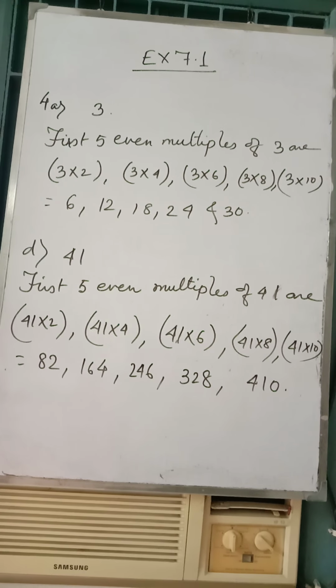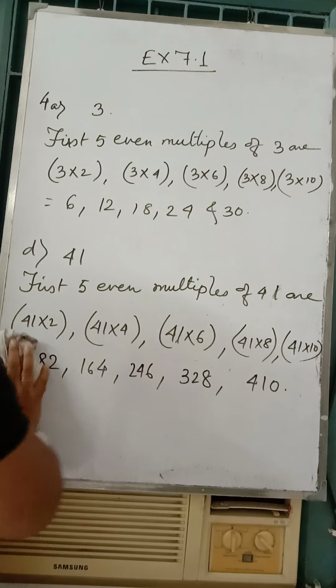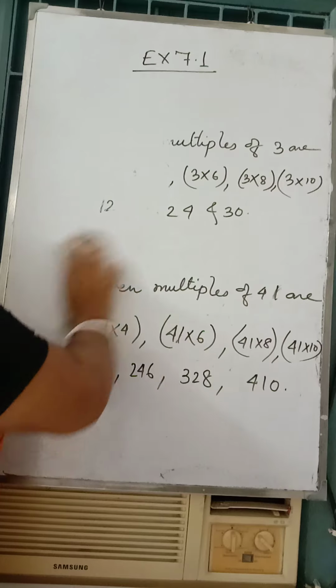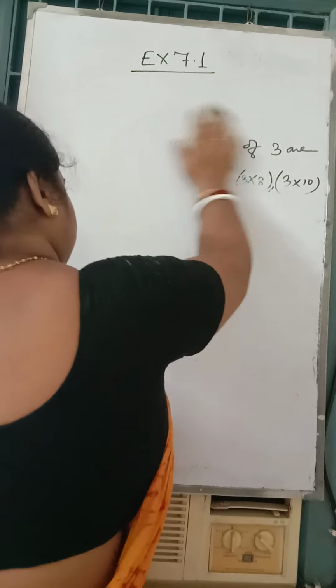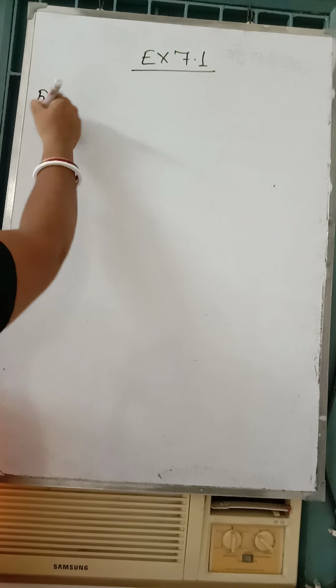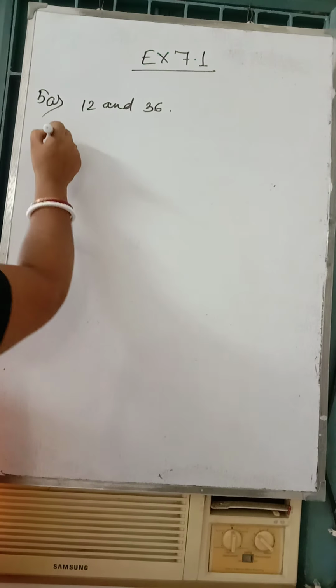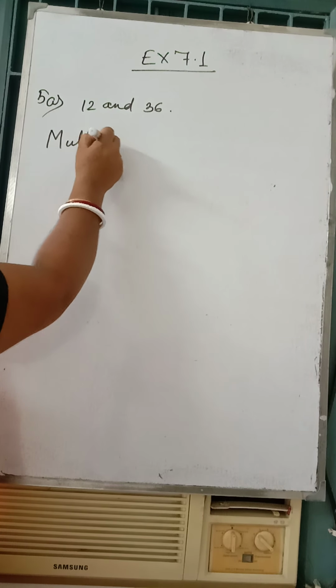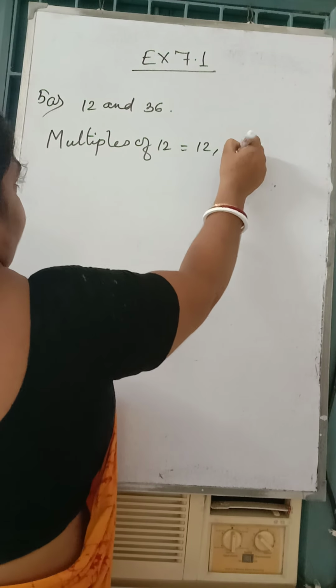Number 5 says write 2 common multiples of the numbers given below. Dear, there are 2 options. Is it? I'll be teaching you both. After that, you can follow whichever is easy. The first option is 5A, 12 and 36. We'll find the multiples of both the numbers separately. Multiples of 12: 12, 24.